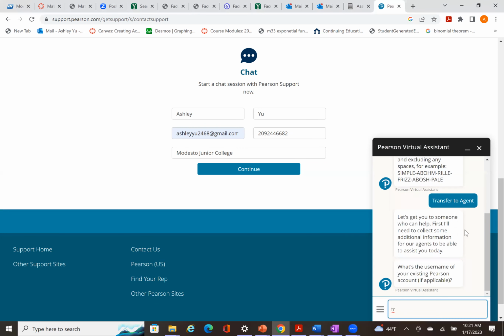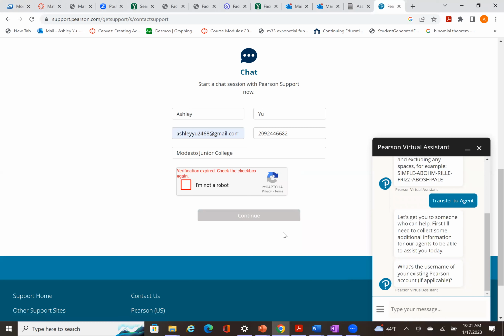Okay, first, what is your username? Okay, now it wants you to type in your username and all that. So it probably will work. I think at first it'll give you a robot to talk to, and then it'll say, if you want to talk to a person, put transfer to agent. And then I did that. And now it's saying, what's your username and password? And then I think an agent will talk to you.